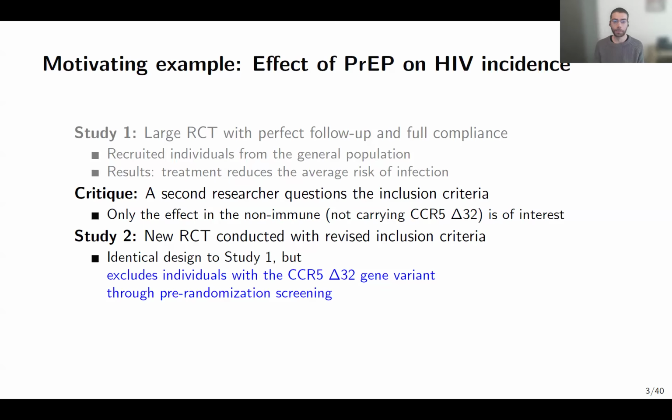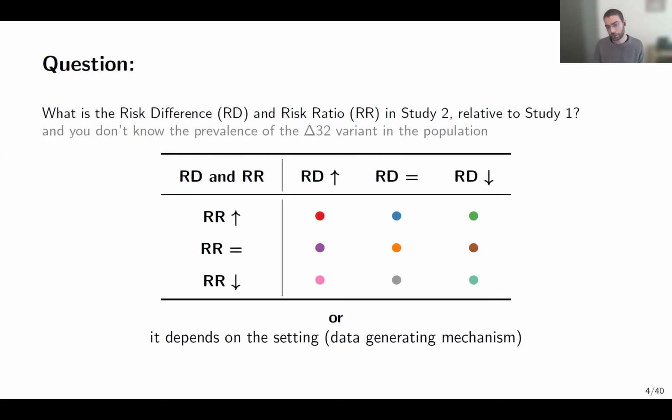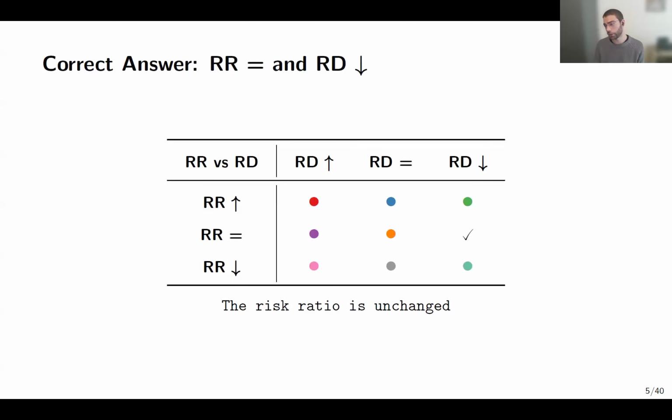Okay, so now keeping this setup in mind, a natural question would be, how do the risk difference and the risk ratio change in the second trial compared to the first trial? And imagine that we don't know anything about the prevalence of this gene variant. So here there are some possibilities. Maybe take a second to try to make your guess and figure out what you would answer to the question. And I will tell you right away that the correct answer is that the risk difference will go down, but the risk ratio will remain unchanged. And this may seem a bit puzzling, or at least it was to me the first time I saw this, and I will try to explain why this happens.